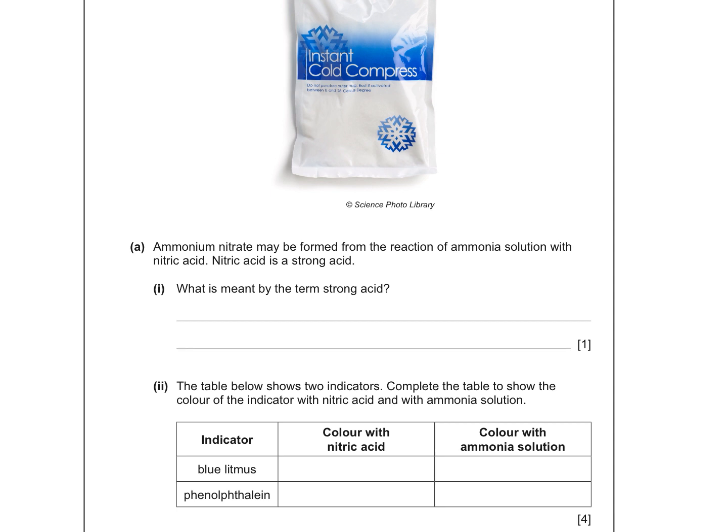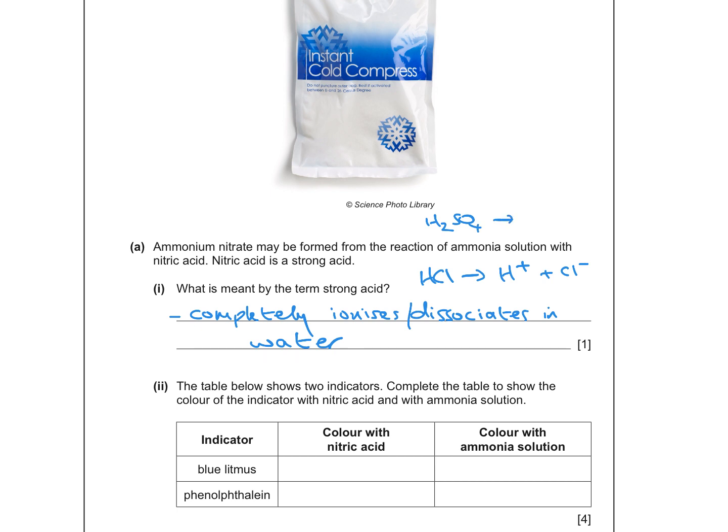Okay, question 2a is another recall question, a definition. A strong acid is completely ionized in water. An example would be HCl, that's a strong acid, and it completely ionizes into the ions hydrogen and chloride. If you had sulfuric acid, which is H2SO4, that would completely ionize into 2 hydrogen ions, so 2H plus, because it's H2, and then you have your sulfate ions.